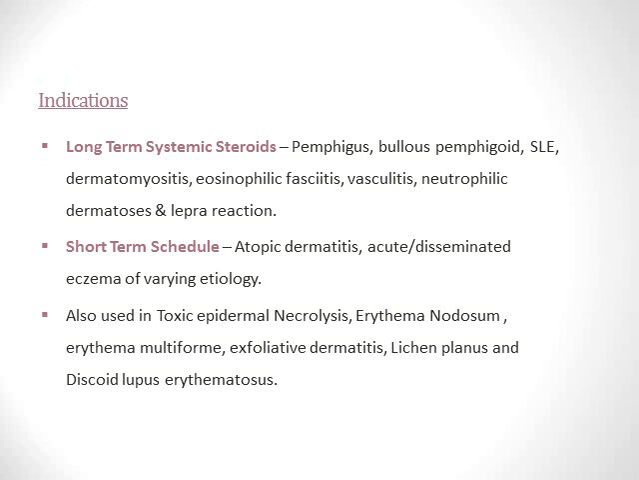So where do we use long-term systemic steroids? They are used in pemphigus, bullous pemphigoid, SLE, dermatomyositis, eosinophilic fasciitis, vasculitis, neutrophilic dermatosis, and in lepra reaction. Whereas the short-term schedule is usually used in acute exacerbation of certain conditions such as atopic dermatitis, acute or disseminated eczema of any etiology, also in TEN, that is toxic epidermal necrolysis, erythema nodosum leprosum, erythema multiforme, exfoliative dermatitis, lichen planus, and DLE.